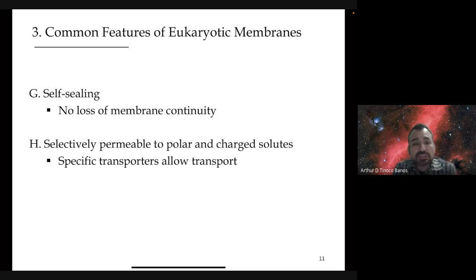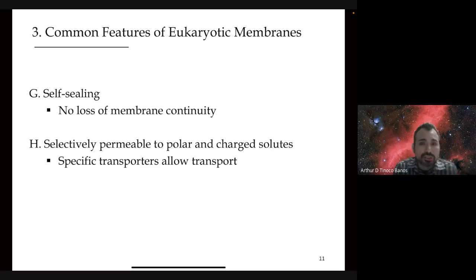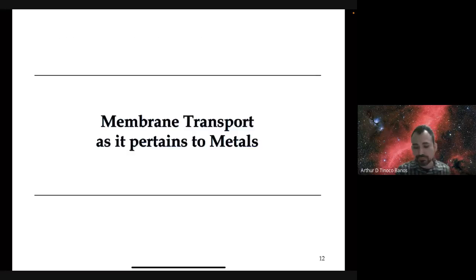Now, the really important thing is that they're self-sealing, so there is no loss of membrane continuity, because if you do break that seal, it would lead to lysis, and then your cell would die. And then they are selectively permeable to polar and charged solutes. We'll look at that. Specific transporters allow for this transport, or facilitate things that may not normally be able to be permeable. So let's explore membrane transport, and we'll start generally.